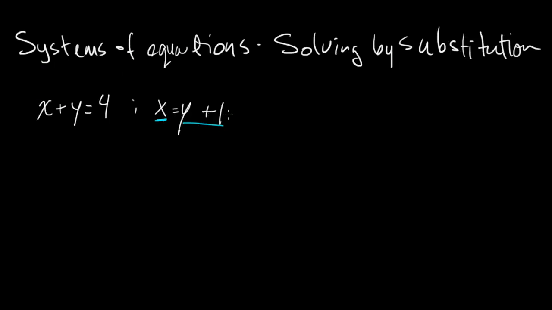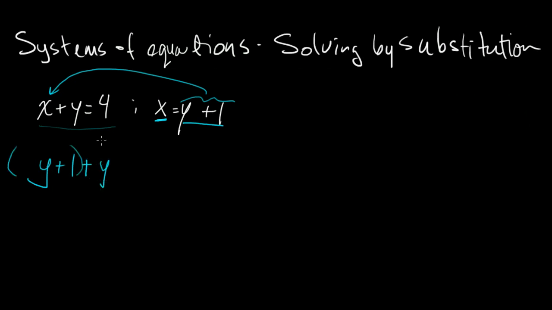Because x is this amount here, I can confidently substitute y plus 1 wherever I see x in the other equation. Here, the equation says x plus y is equal to 4. So let's substitute in this value where the x goes. That would say y plus 1 plus y is equal to 4. Your book suggests putting the substituted value in parentheses.